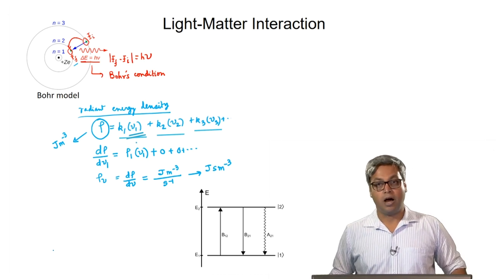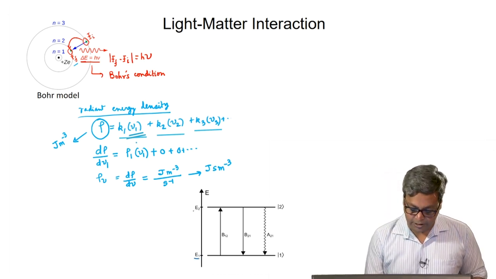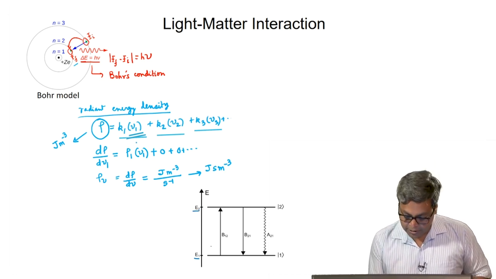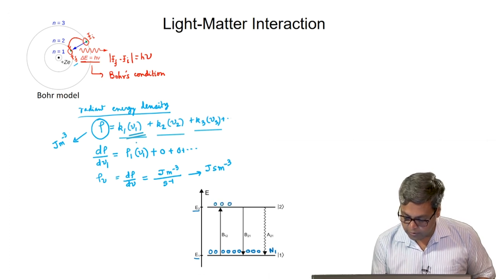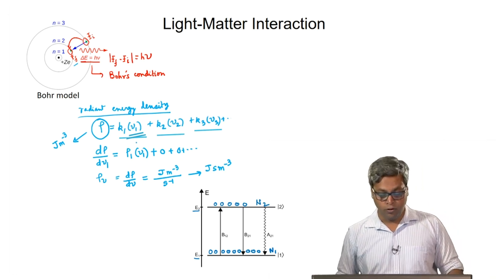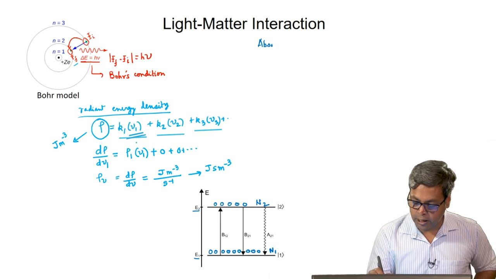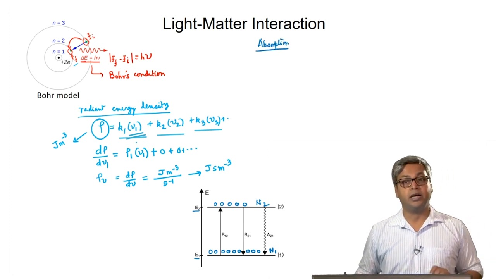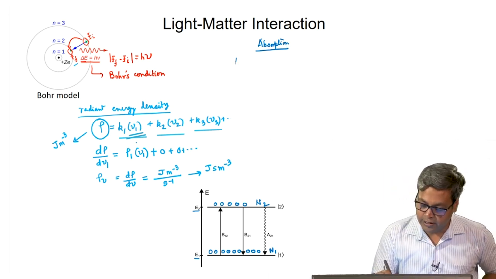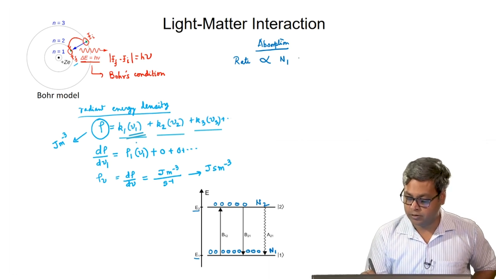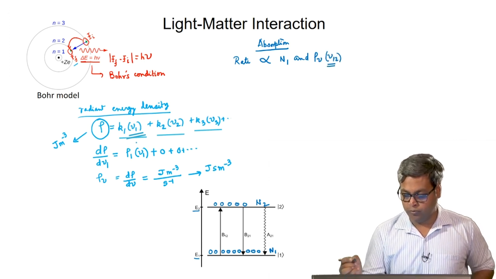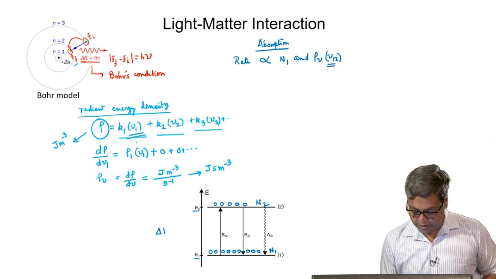Now, let us consider two states, a ground state with energy E1 and an excited state with energy E2. And suppose initially there are N1 molecules in the ground state and N2 molecules in the excited state. So, if we consider the absorption process, Einstein proposed that the rate of excitation is proportional both to N1 and also rho nu12, but this nu12 corresponds to the energy difference delta E between the two states. The energy difference is given by h nu12.